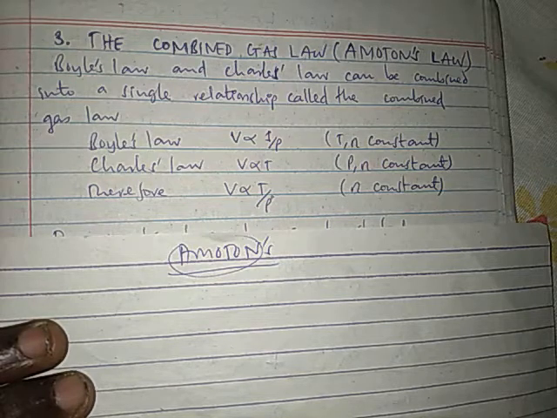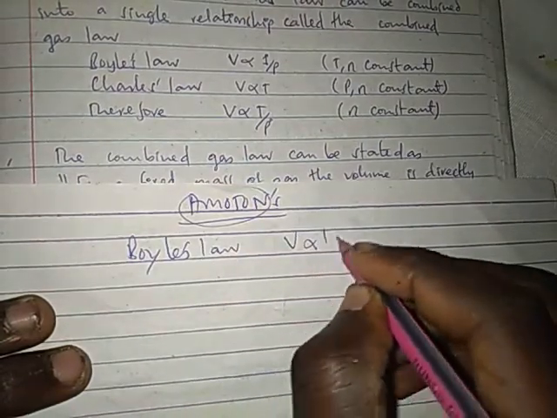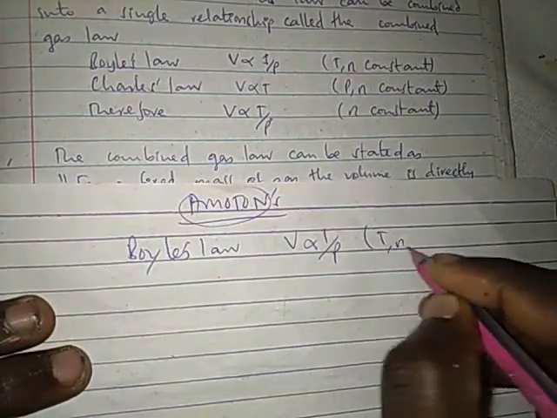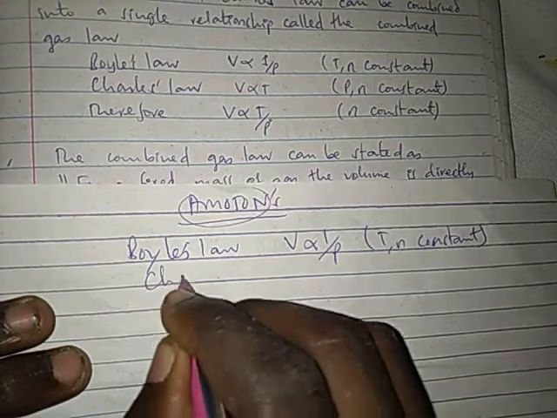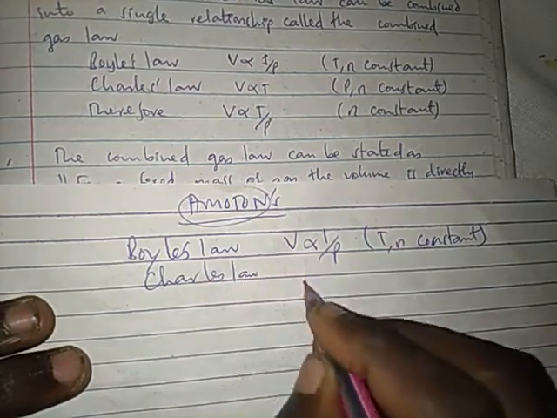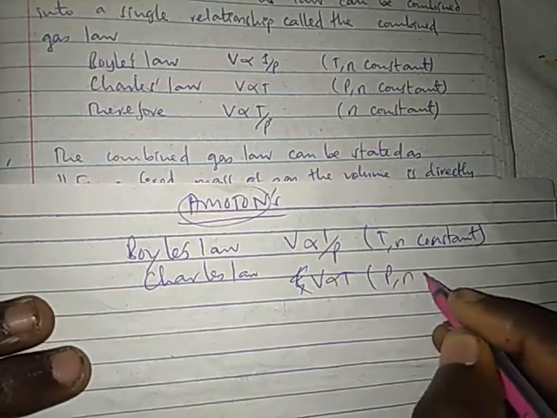Now, the combined gas law is found by combining two gas laws, most commonly Boyle's and Charles's, which we have already studied in the previous session. So Boyle's law and Charles's law can be combined into a single relationship called the combined gas law or Amoton's law. If you remember in our Boyle's law, volume was inversely proportional to pressure if temperature and number of moles were constant. And if you remember our Charles's law, we said volume is directly proportional to temperature if pressure and number of moles are constant.